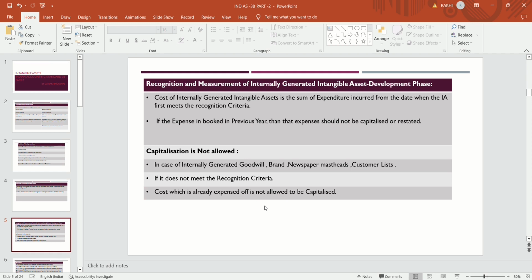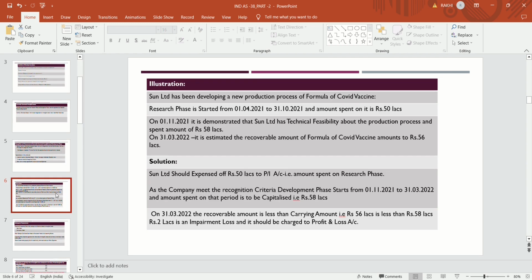If the recognition criteria of the development phase are not met, then automatically it is treated as a research phase and it should be charged to P&L and not be capitalized. And a cost which is already expensed off is not allowed to be capitalized. The cost which is already expensed off last year, or already charged to P&L, is not allowed to be capitalized in the current year.